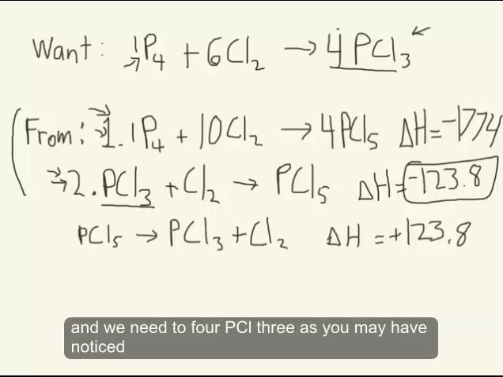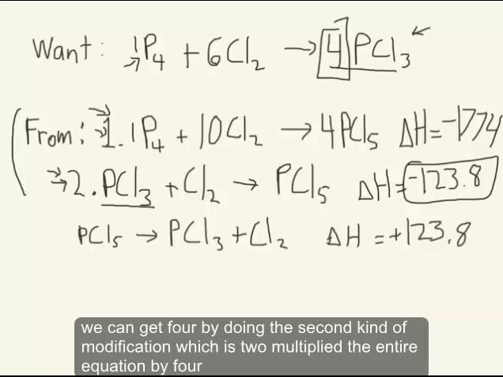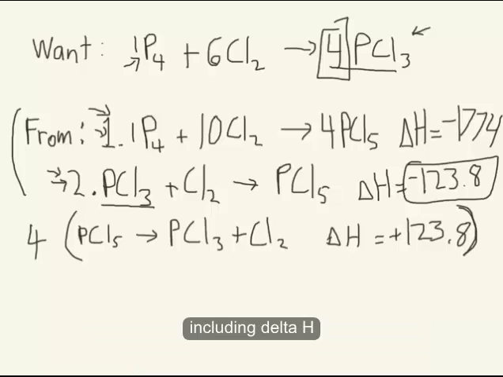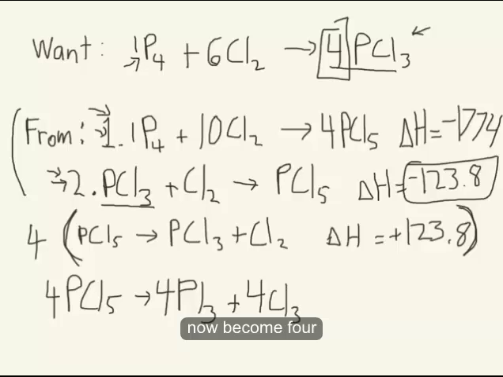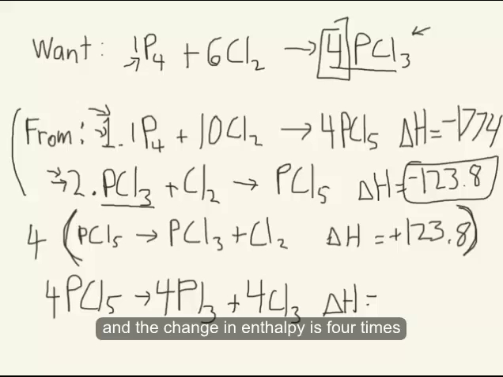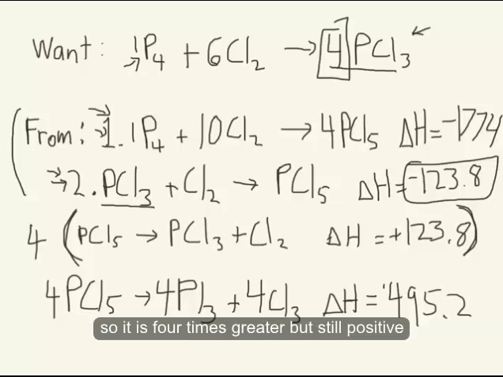And we need 4 PCl3, as you may have noticed. So that's okay. We can get 4 by doing the second kind of modification, which is to multiply the entire equation by 4, including delta H. All the coefficients that were 1 now become 4. And the change in enthalpy is 4 times 123. So it is 4 times greater, but still positive.